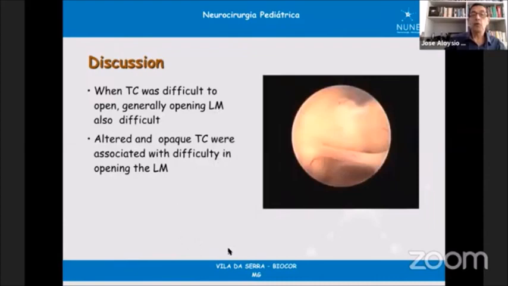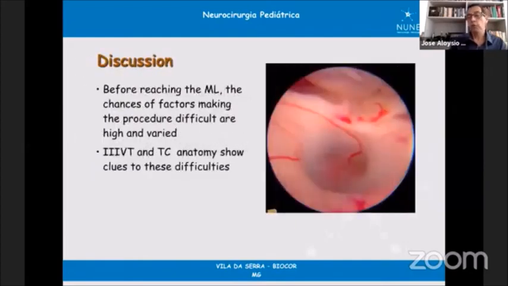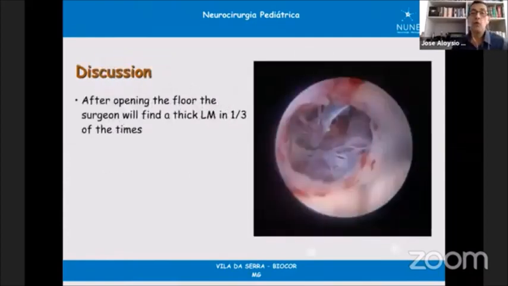When the tuber cinereum was difficult to open, generally opening the Liliequist membrane will also be difficult. And the altered and opaque tuber cinereum were associated with difficulty in opening the Liliequist membrane. When the anatomical aspect of the tuber cinereum changed, the floor and the Liliequist tend to be separated. In this situation, opening the Liliequist membrane will be more difficult. So we are still inside the third ventricle. We do not reach the Liliequist membrane, and we have a lot of anatomical clues that opening it will be difficult.